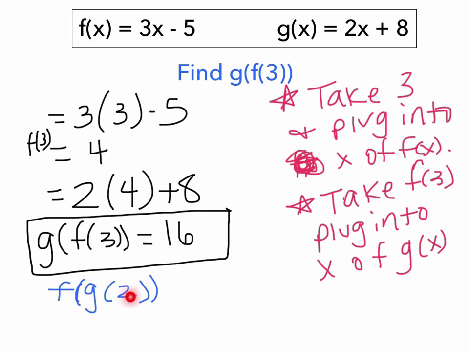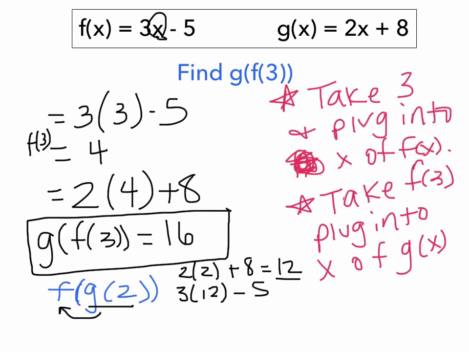So remember, we're taking that 2, plugging it into the x of the g, so we'll plug the 2 right here. And that gives me 4 plus 8, which is 12. Okay, so g of 2 is 12. Then I plug that into the x of the f right here. So 3 with the 12 here, minus 5. That's 36, minus 5 is 31. So f of g of 2 should give you 31.